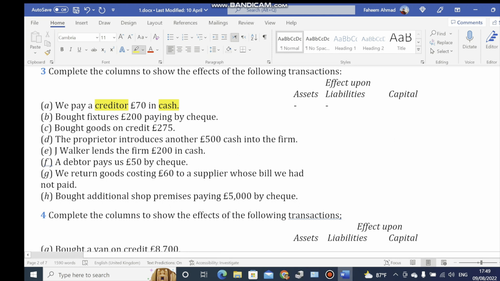Bought fixtures £200, paying by check. I can identify two accounts here: one is check and the other is fixtures. First of all, what are fixtures? Fixtures are assets. When we bought fixtures, fixtures increased in the business. It means assets have increased, so I will put a positive sign.